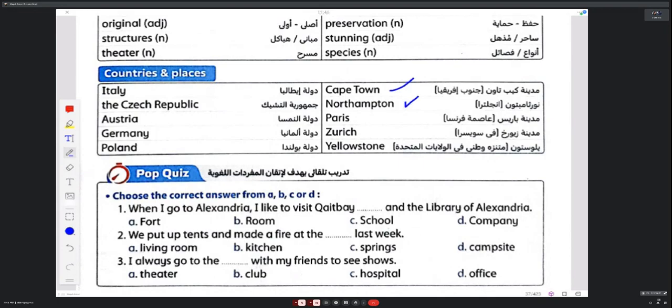Northampton, Paris, Zurich, Yellowstone, Lamar. Italy, the Czech Republic, Australia, Germany, Poland, Cape Town, Northampton, Paris, Zurich, Yellowstone, Zurich.